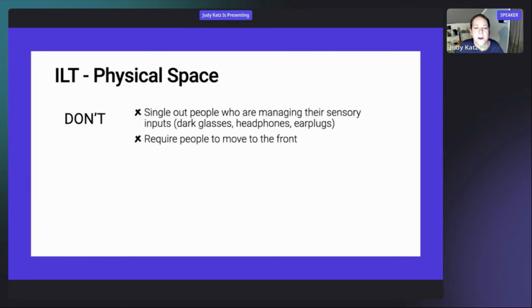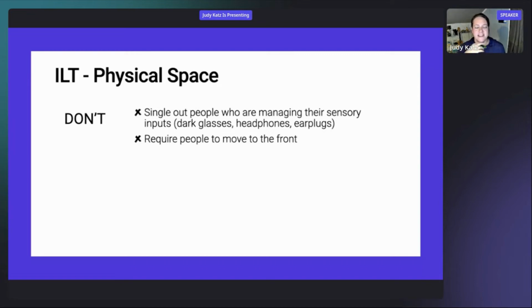So here we go. As a trainer, don't single out people who are managing sensory inputs. My children get to do this in class. They put on their headphones because they are managing their sensory inputs. It's kind of weird that we don't necessarily trust adults to do the same.